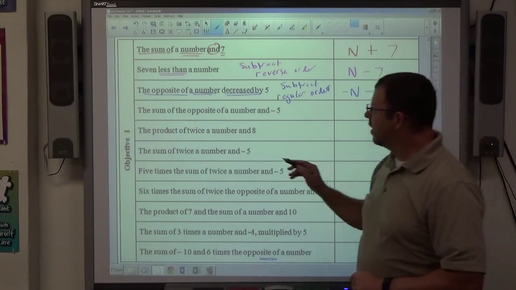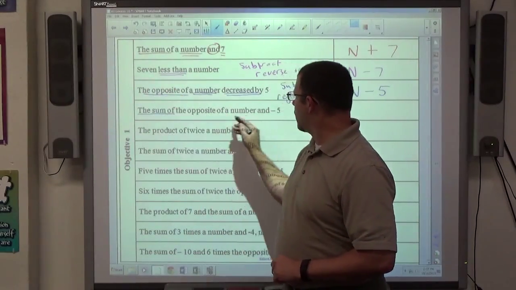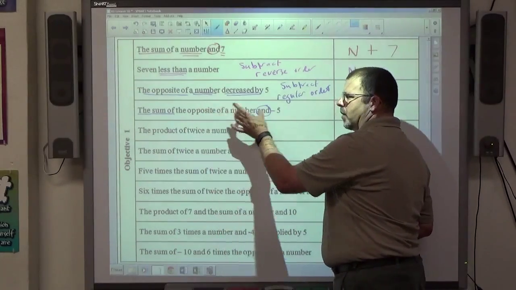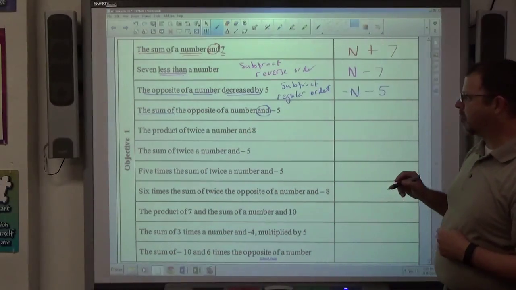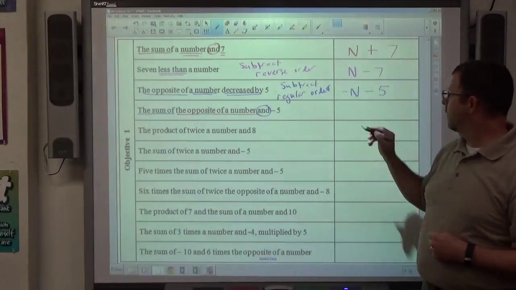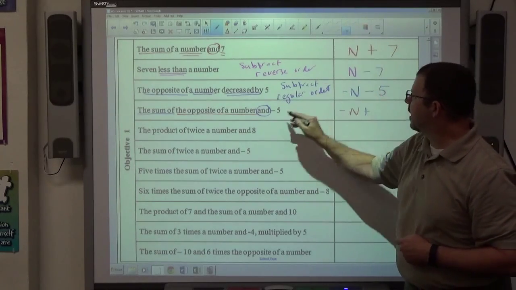Alright, now take a look at this one. The sum of, just like the first one was the sum of, we're looking for the word and. So we're adding the opposite of a number and negative 5. So what does the opposite of a number look like? Negative n. Negative n is the opposite of a number. We're adding that to negative 5.